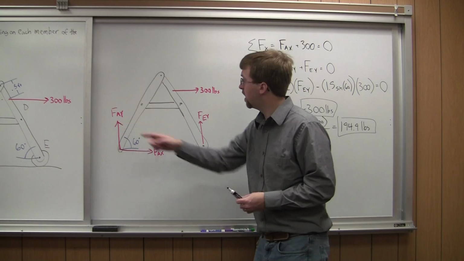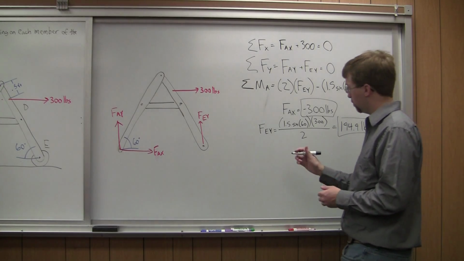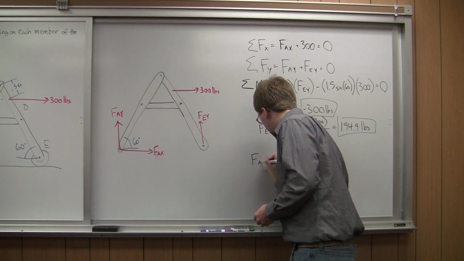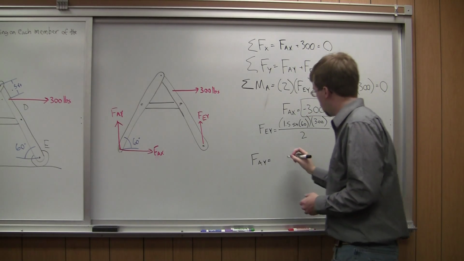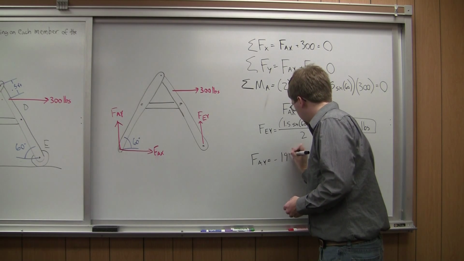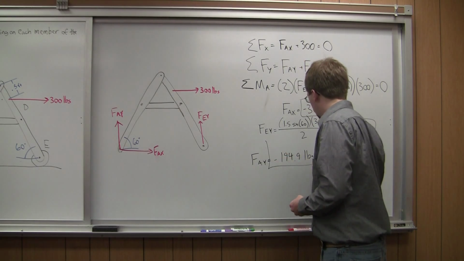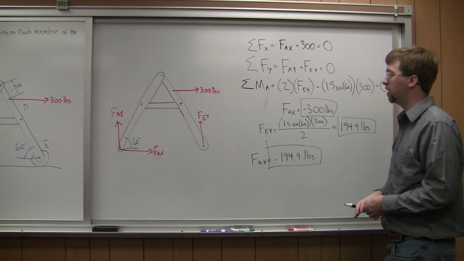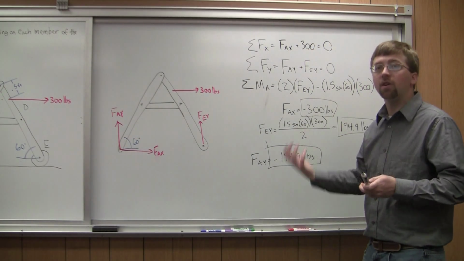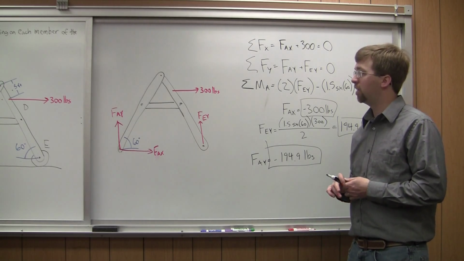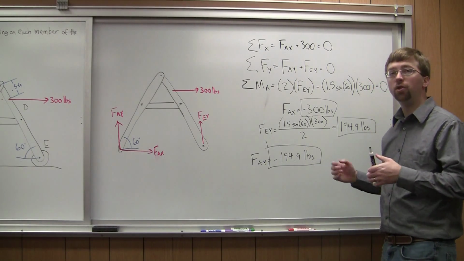The last one I need to find is FAY. And I can find that from my sum of forces in the y equation. So FAY will be equal to negative FEY. So negative 194.9 pounds. And again, the negative number means I assumed wrong. So FAY is actually pointing down like that. So now I've solved for the external reaction forces. The next thing I need to do is start solving for the internal forces. And to do that, I will need to break the whole thing apart.